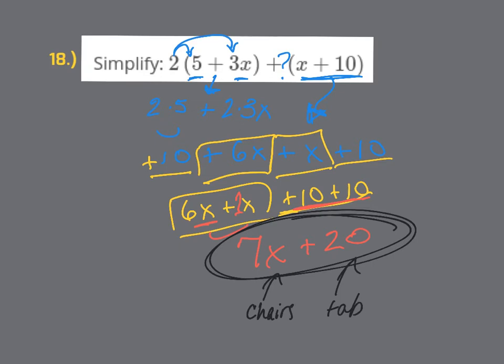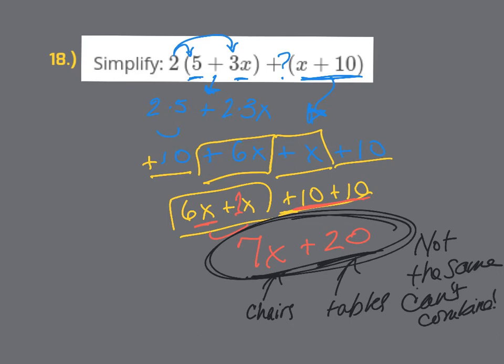7 chairs and 20 tables, I would never actually have 27 tables or 27 chairs. Even if I sit on the tables, they're still tables. So this has to remain as 7x plus 20 because they are not the same. Can't combine. Okay? That's the biggest mistake people make here. So be careful. Don't do it.